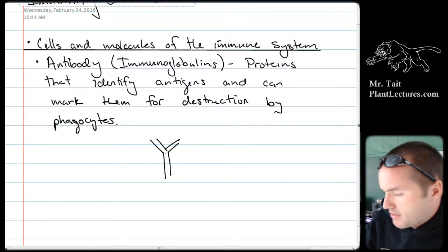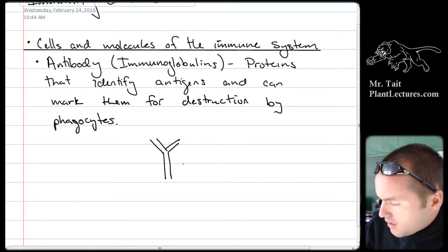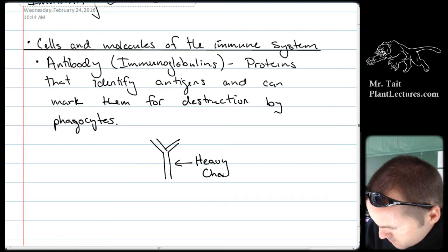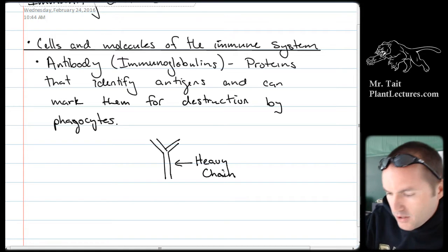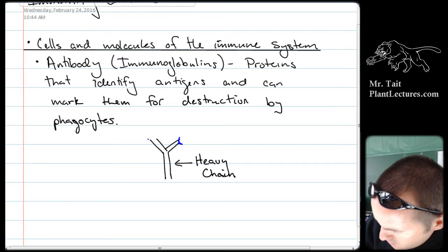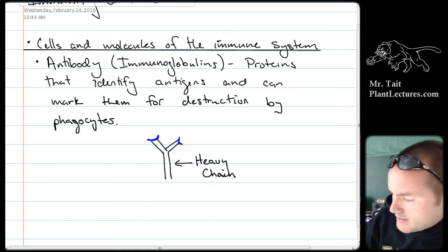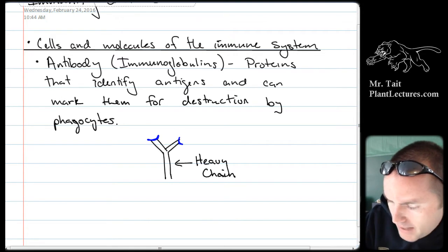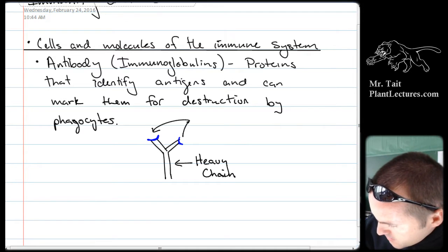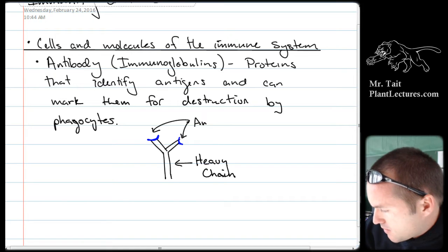of an antibody is something like this. They call this part at the bottom the heavy chain. And that's about all you need to know about that part of it. And then up at the top, you've got these things that are called antigen binding sites. Sometimes they're called antigen receptors.